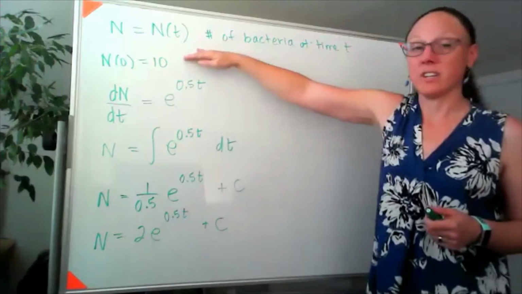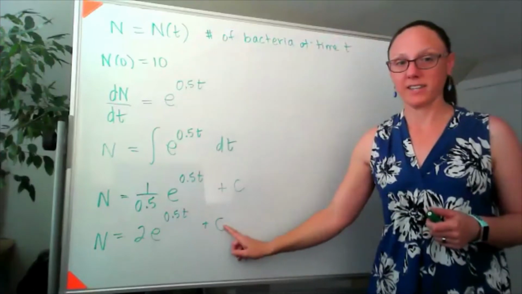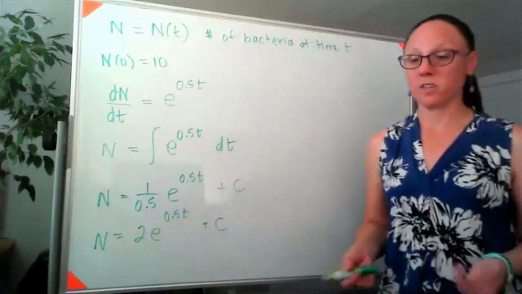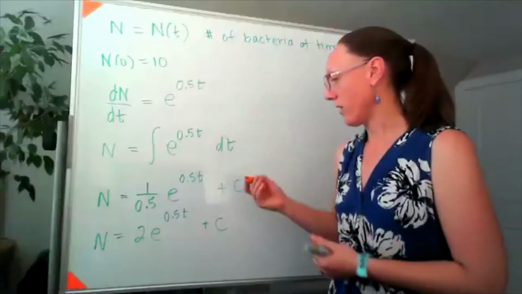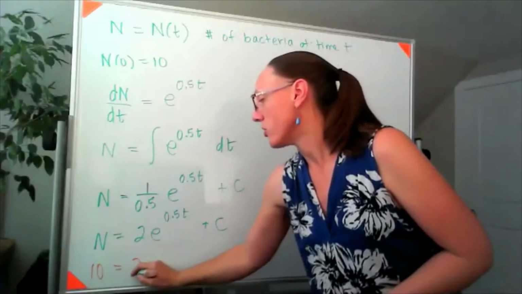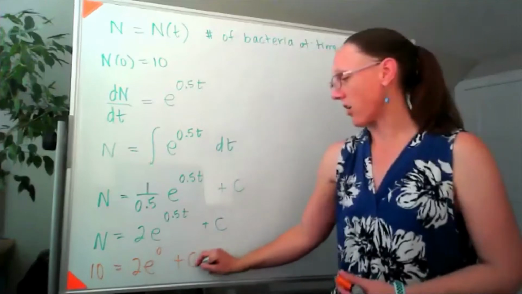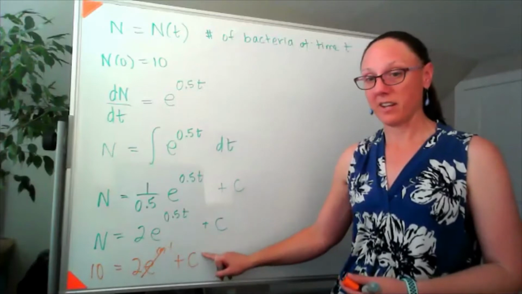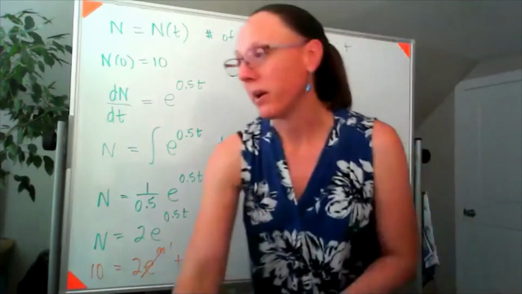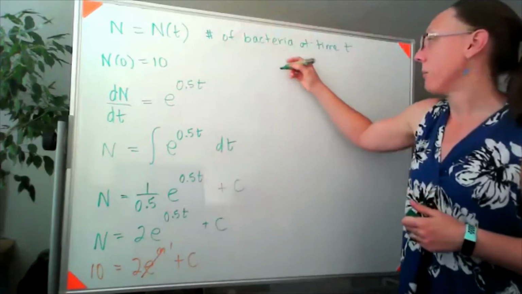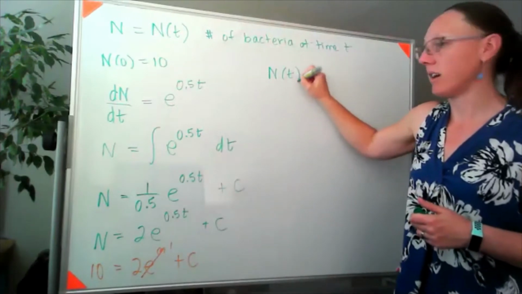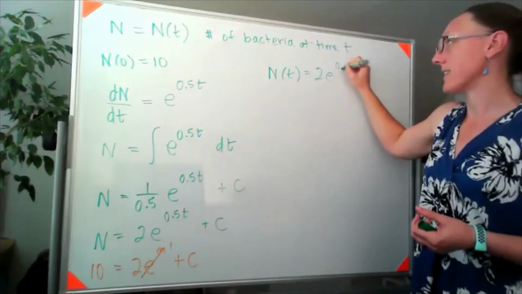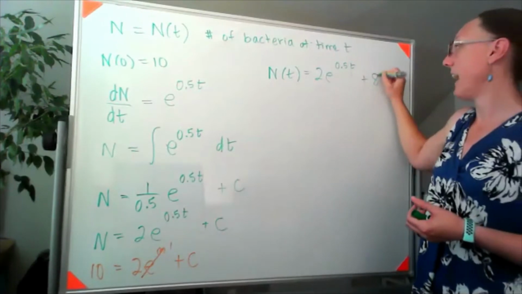We've been given this initial condition, which should be enough to solve for that constant. I know that when we plug in 0 for t, our n value is supposed to be 10. So I know 10 should be equal to 2 e to the 0 plus a constant, and e to the 0 is 1. That constant has to be 8. So my number of bacteria after t minutes should be 2e to the 0.5t plus 8.